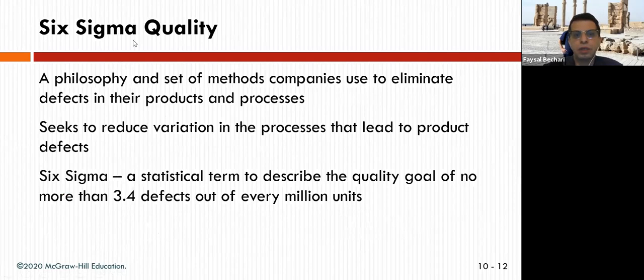Now, one of the options that you can work on, and we talked about it, is Six Sigma quality. It is a philosophy and set of methods companies use to eliminate defects in their products. Usually this is done in mid-sized to large-sized companies, especially in manufacturing. It seeks to reduce the variation of the process that leads to a product defect.